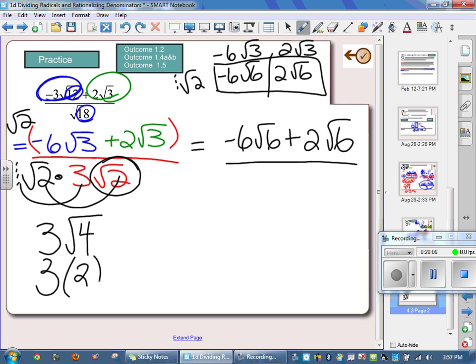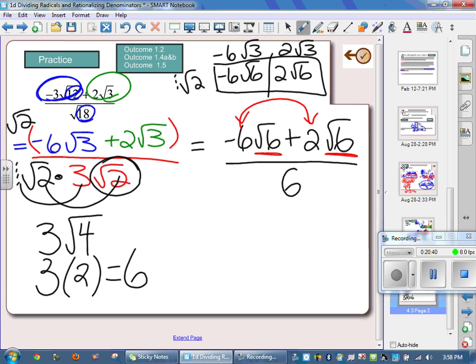If you take a look at my top numbers, what do we notice? They are like radicals because they both have a root 6. So that means I have to simplify my top still. In all the other questions, the radicands were all different, so we couldn't add them together. But in this case, my radicands are the same. So I can simplify it further by adding the numbers in front. That's going to give me a negative 4 root 6, all on top of 6.